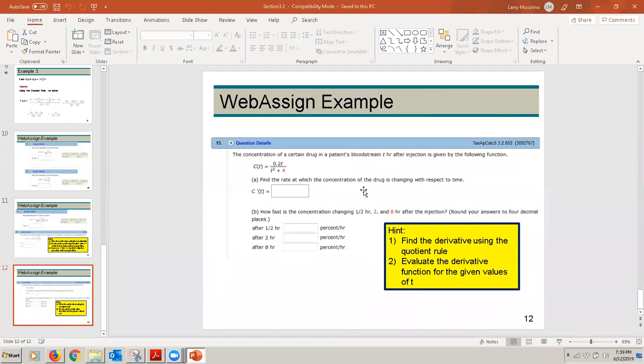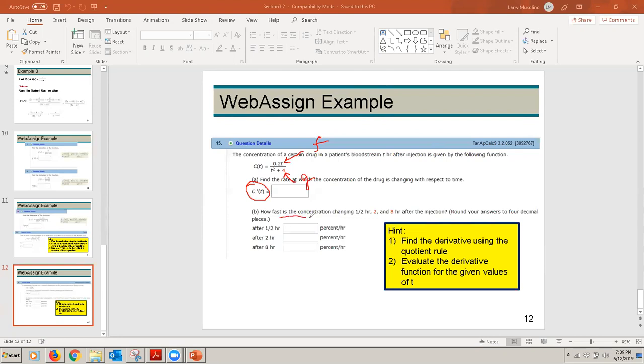So here's an example. It says the concentration of a certain drug in a bloodstream after t hours is given by this function. Find the rate at which the concentration is changing. Is the concentration of the drug increasing or decreasing in the bloodstream? You'd like to know that. So find the derivative function. Notice here you would need to use the quotient rule. So I would call this top part the f function, call the bottom part g, and plug into the quotient rule. That's how you'll come up with the c prime of t.